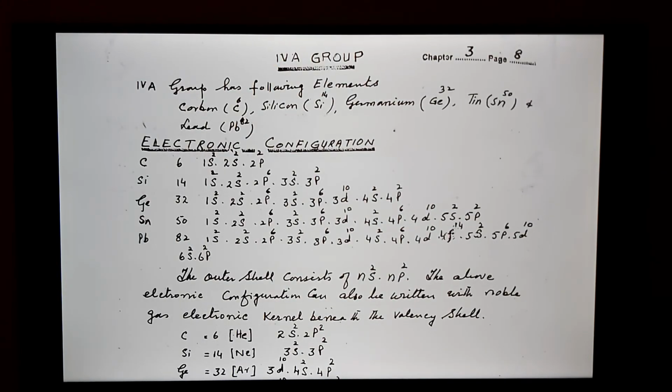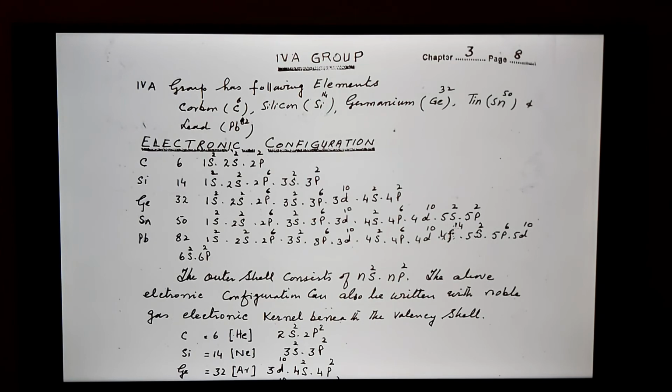Now we start with group 4. The third group is completed and the fourth group has the following elements. First, at the top of this group is carbon, atomic number 6. Silicon, Si, 14 electrons, so atomic number is 14. Germanium, atomic number 32. Tin, atomic number 50. And lead, atomic number 82.